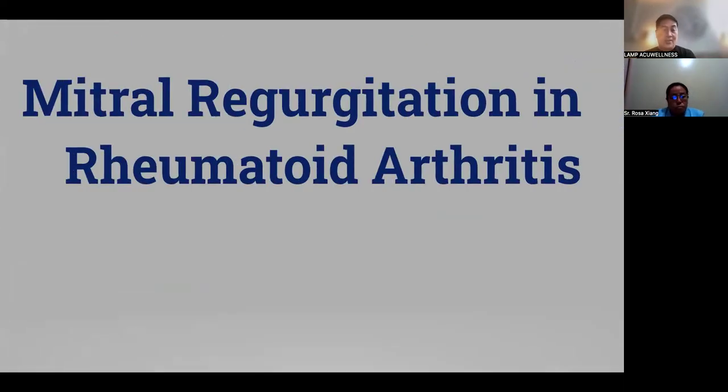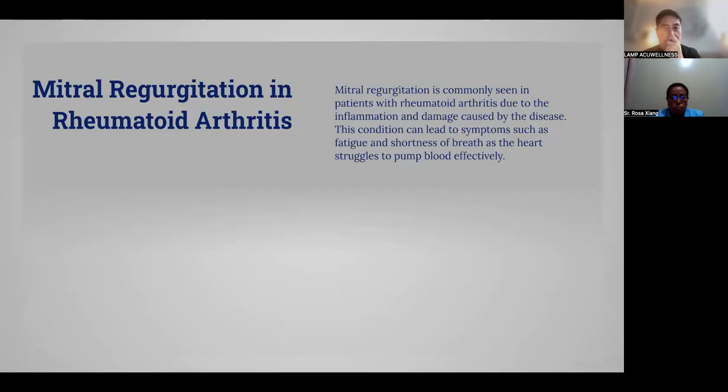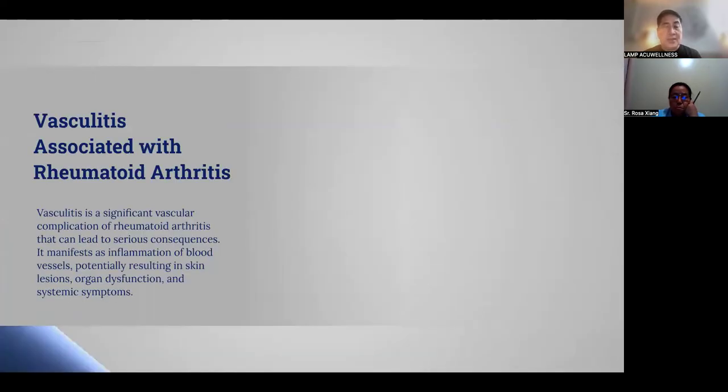And this one is also common, mitral regurg or mitral regurgitation. This is due to the inflammation and damage caused by the disease. So there will be fatigue, shortness of breath as the heart struggles to pump blood effectively. Vasculitis, no? This is a significant vascular complication of RA. So there's already something wrong with the blood vessels. There is inflammation. Kaya it's called vasculitis. So when this happens, you will see skin lesions, organ dysfunction.